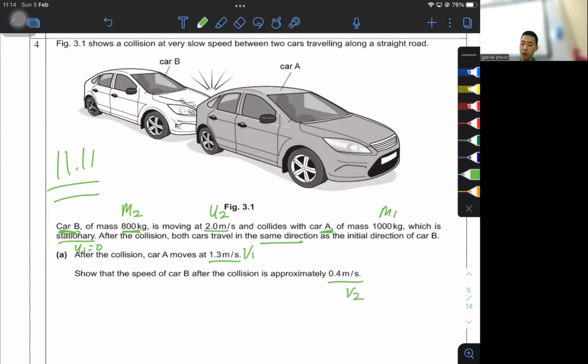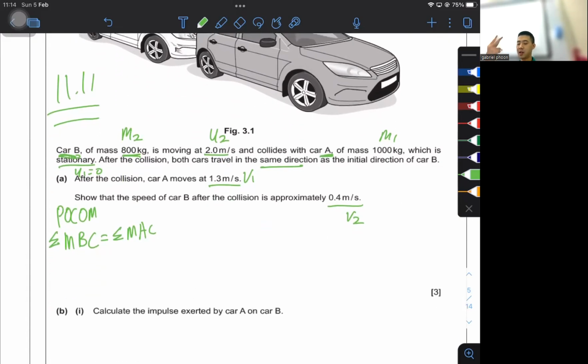So from here, what you do is write down the formula first. The principle of conservation of momentum states that the total momentum before collision is equal to the total momentum after collision. In this case, there are two objects, right? Then it should be M1U1 plus M2U2 equals M1V1 plus M2V2. Then literally substitute each and every piece of information in, and you should be able to get your answer already.